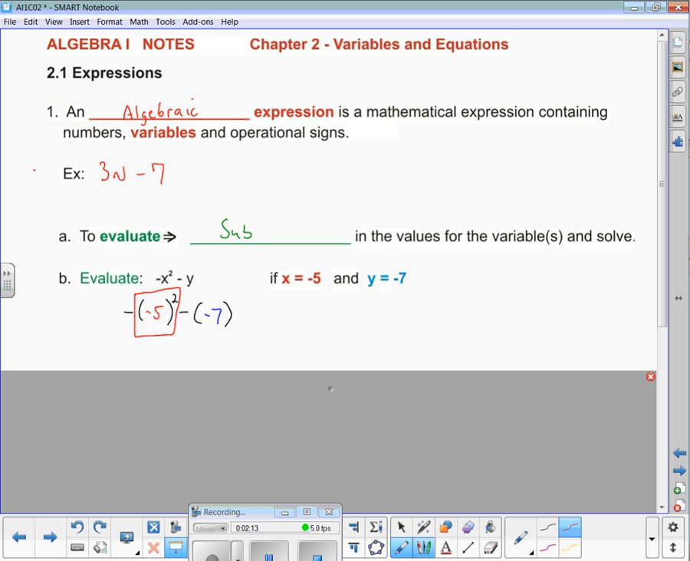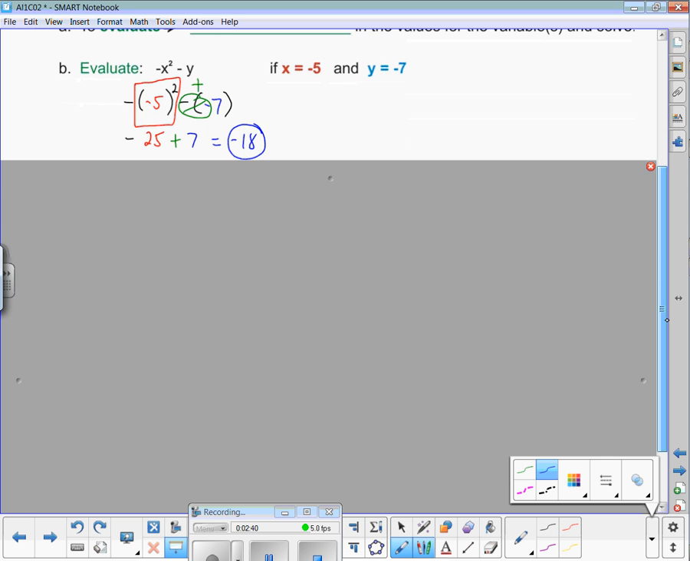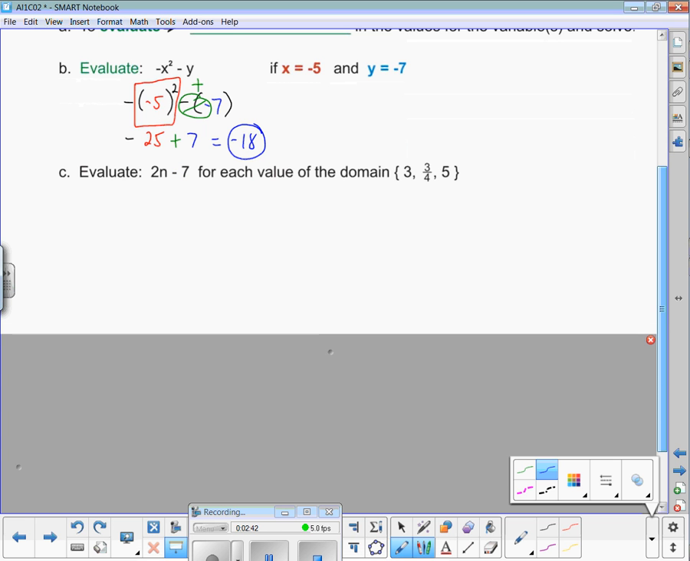All right, -5 times -5 is 25. So I still have this minus sign. Now I can deal with this minus the minus right here. And that is a plus. And so now I have -25 plus 7. Finish that off for a total of -18. Okay, just be careful with the minuses and be careful with anything squared.